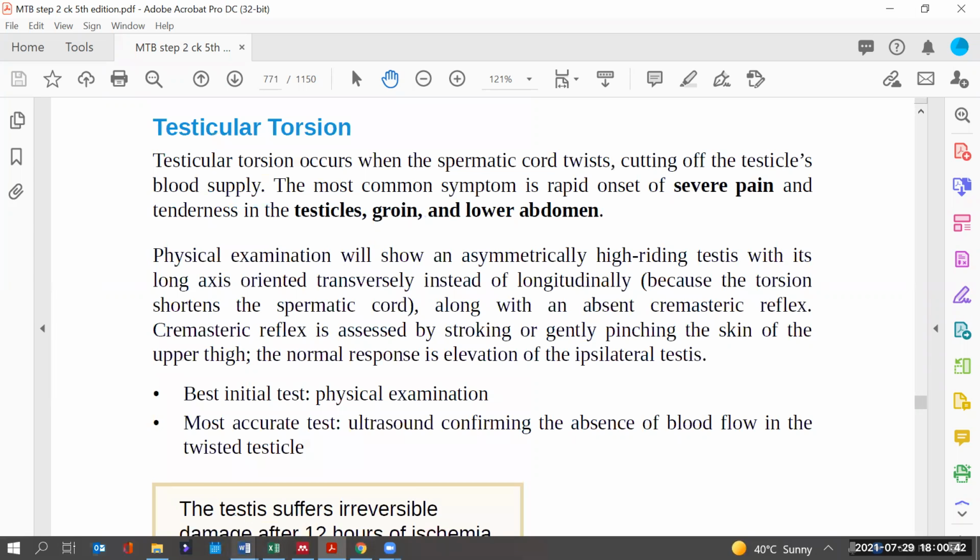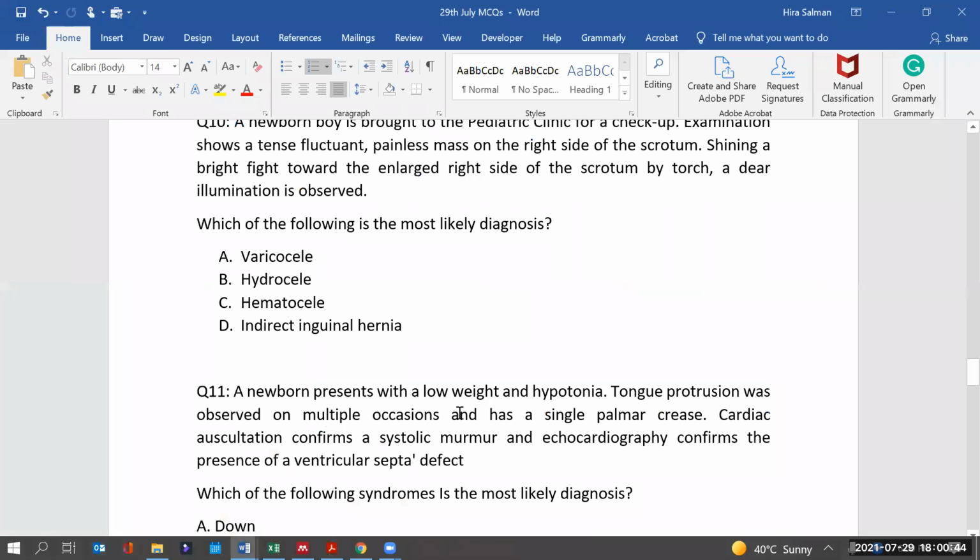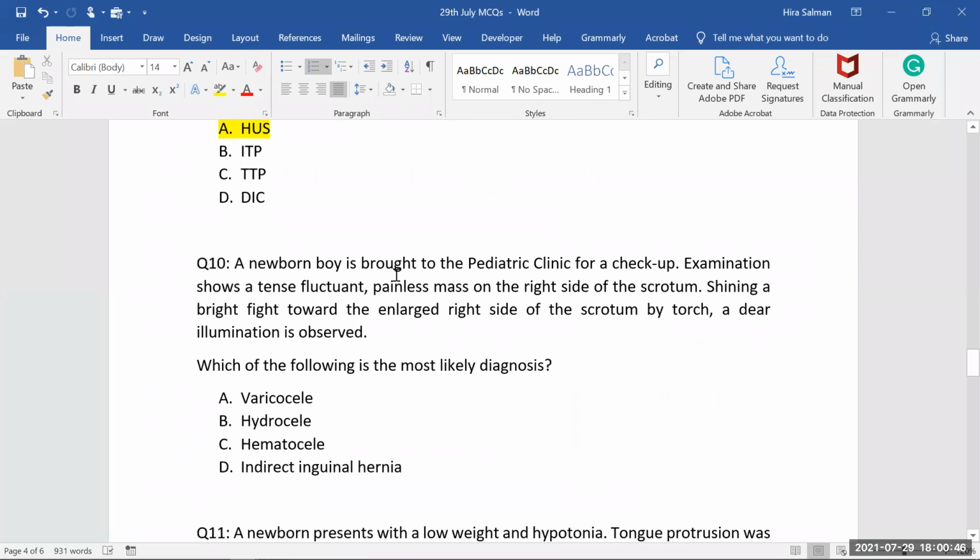Okay, so let's go to the question. The question we have is only related to hydrocele. A newborn boy is brought to the pediatric clinic for a checkup. Examination shows a tense, fluctuant, painless mass on the right side of the scrotum. A bright light is shone toward the enlarged right side of the scrotum by torch, and a clear illumination is observed. Now, which of the following is the most likely diagnosis?